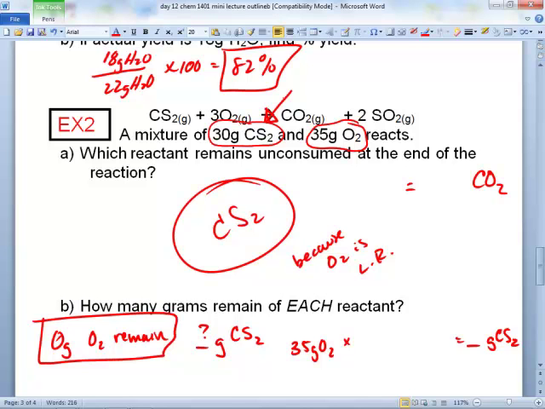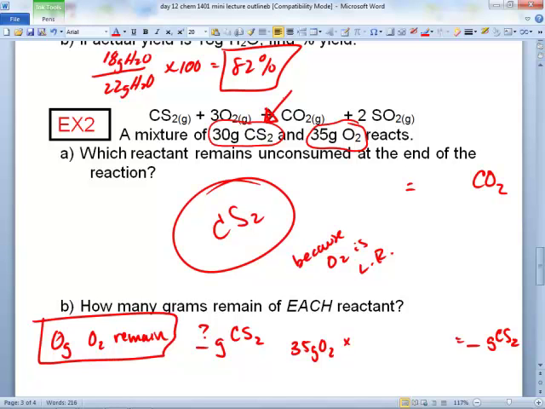Okay, so try it. Convert that limiting reagent into what we're interested in. We're interested in seeing how much of the other reactant is left, so convert it into grams of CS2. Now you got 33 and 48.